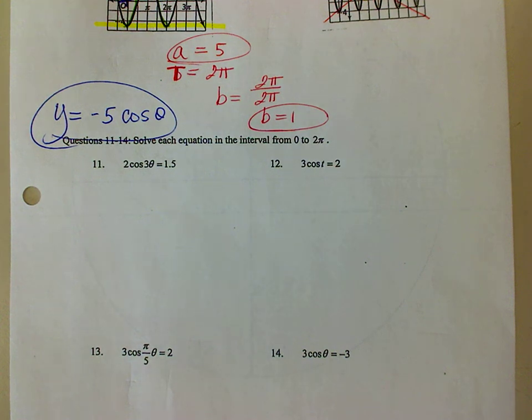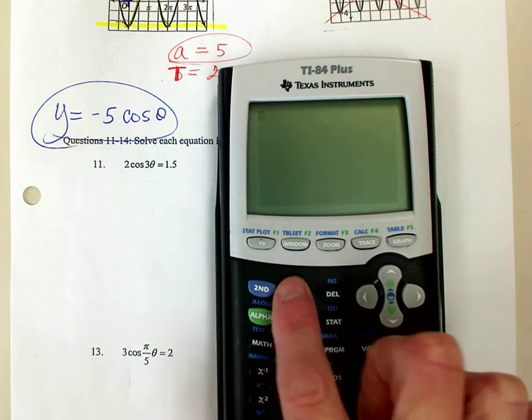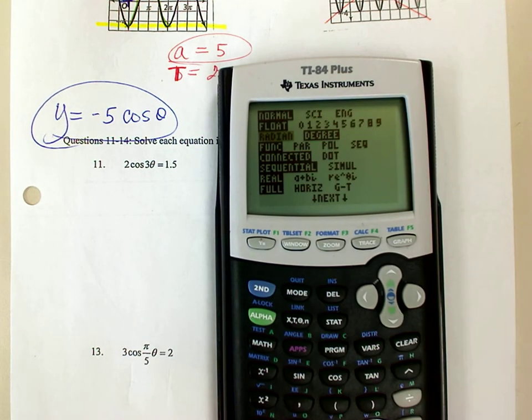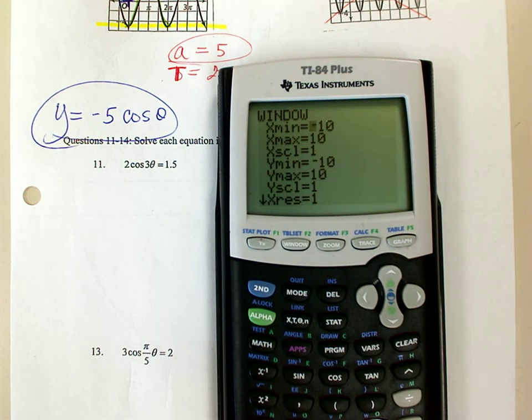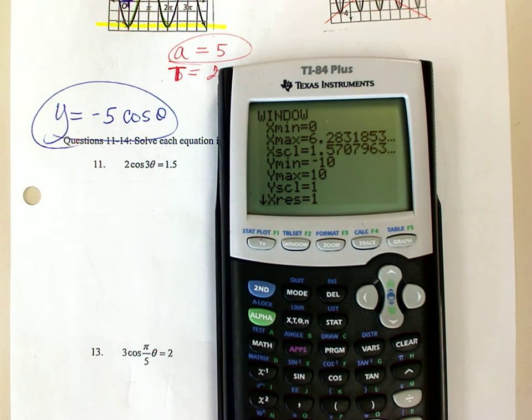And a few things you need to do. You need to go to your mode. You have to make sure you are in radian mode for this to work. And you also have to change your window. Your x minimum is going to be 0. Your x maximum is going to be 2 pi. You literally have to put 2 pi there. And then your scale is going to be pi divided by 2. Okay, the y's can stay the way they are.